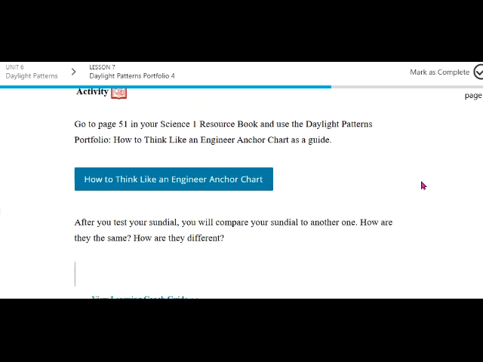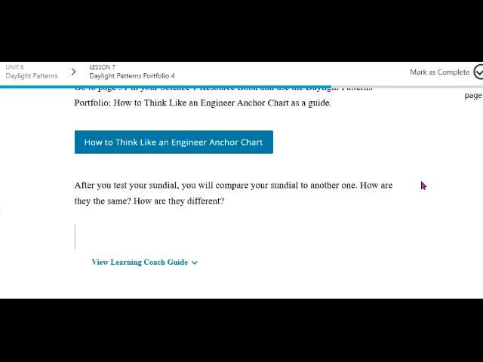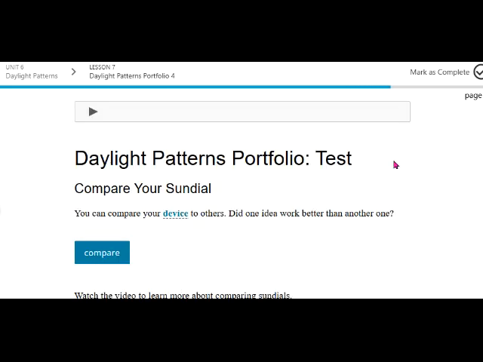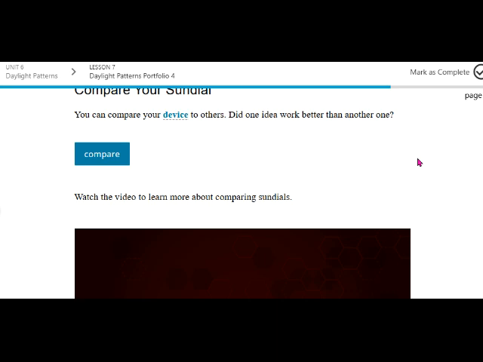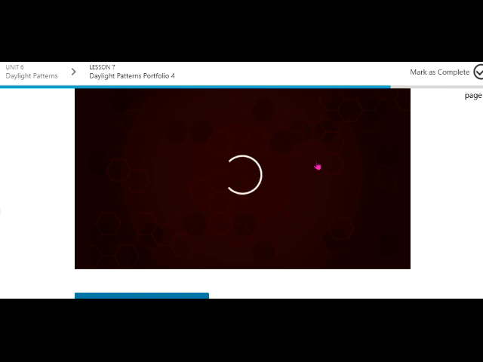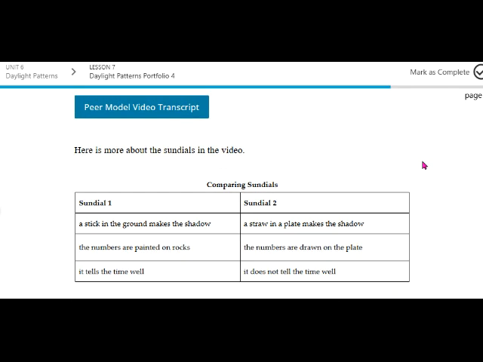We are comparing. After you test your sundial, you will compare your sundial to another one. How are they the same? How are they different? You can compare your device to others. Did one idea work better than another one? Watch this video to learn more about comparing sundials. So in this video, that's what they're going to do. They're going to compare some sundials.